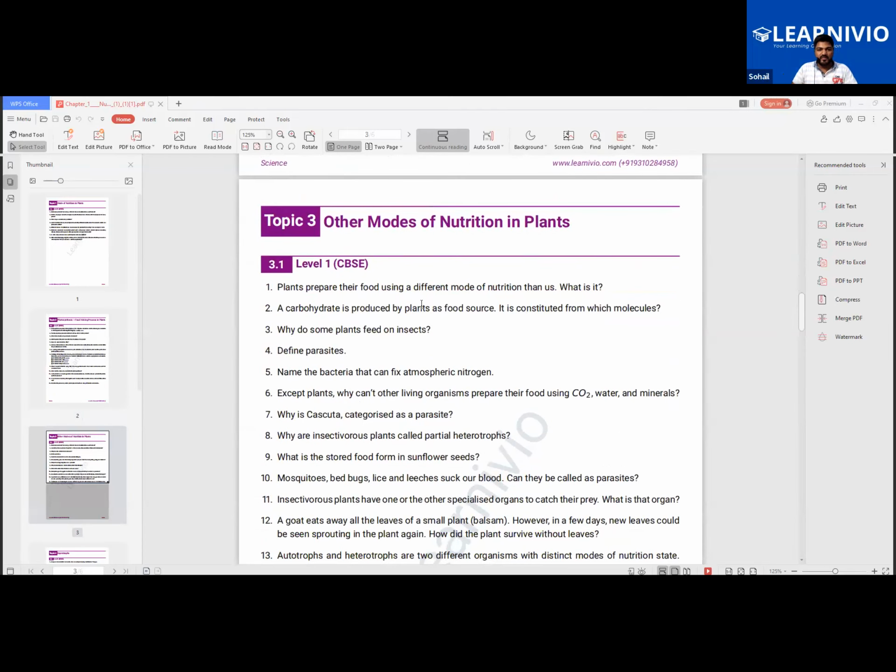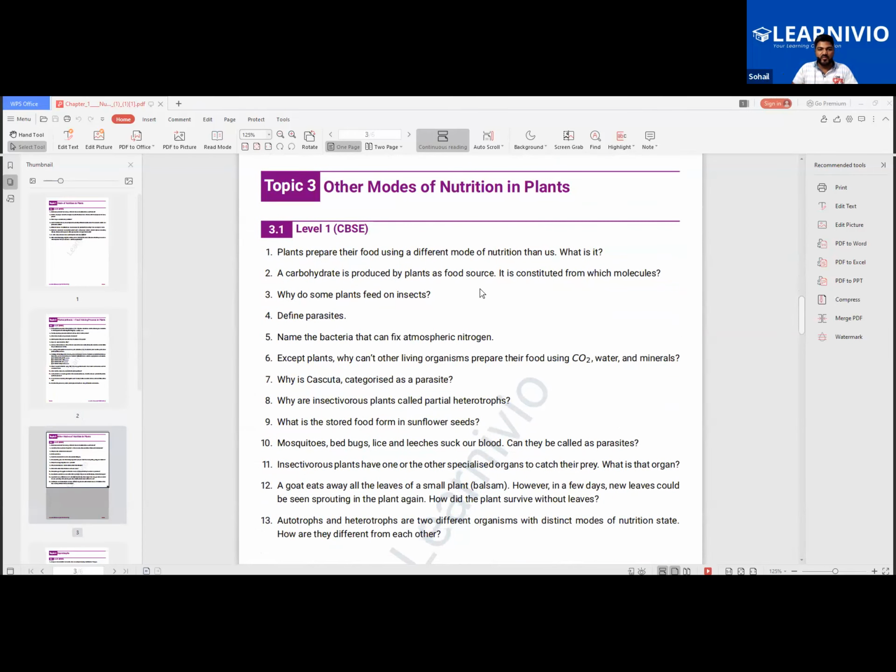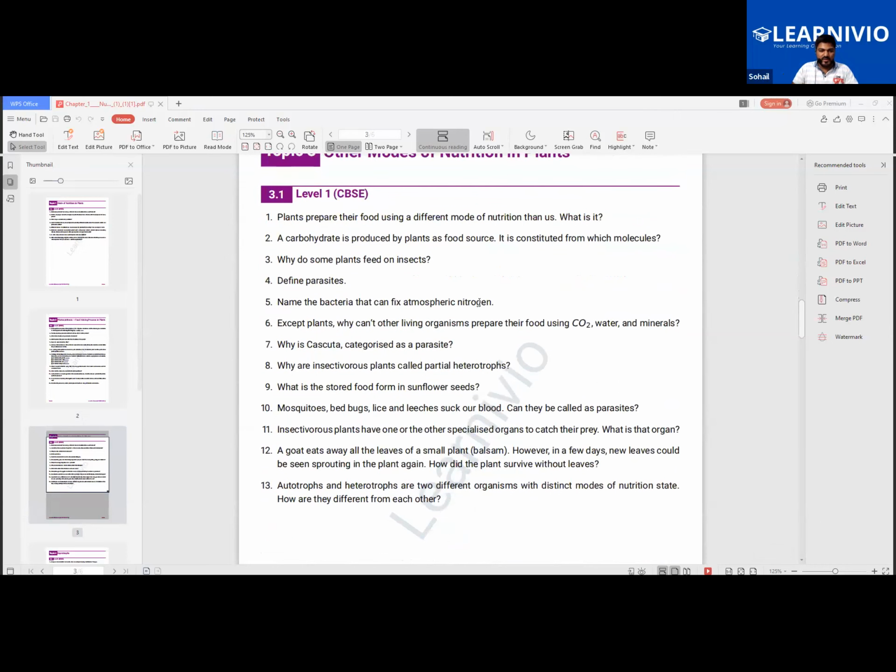In topic 3, where we had heterotrophic modes of nutrition, I suppose, do you guys have any doubts? What about question number 10? Mosquitoes, bed bugs, lice, and leeches, they suck our blood. Can they be called parasites? Yes.